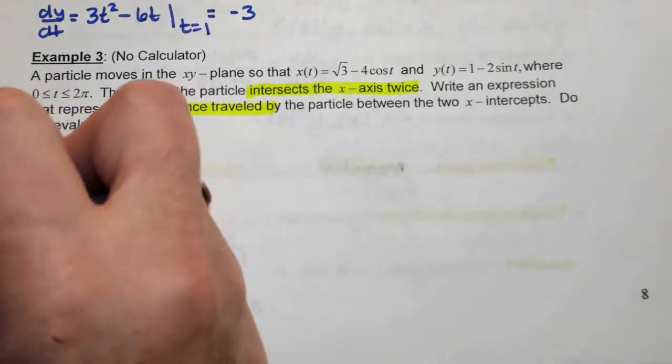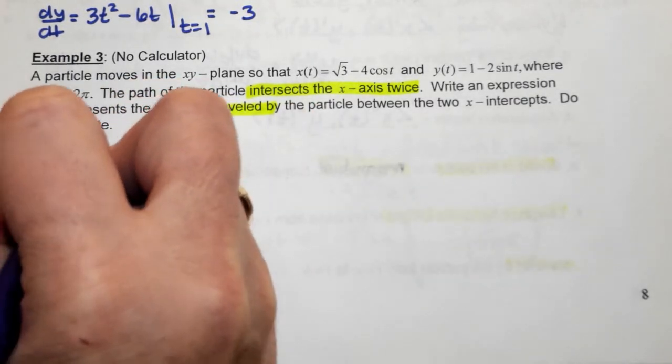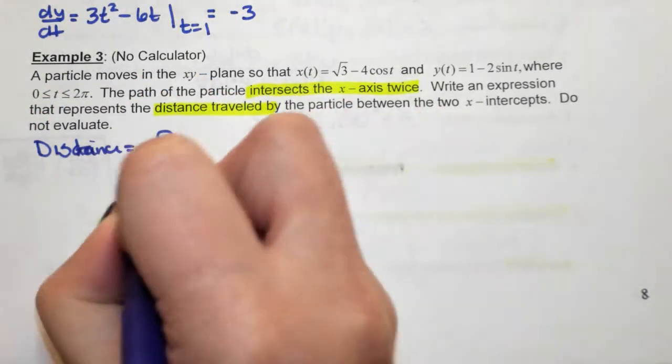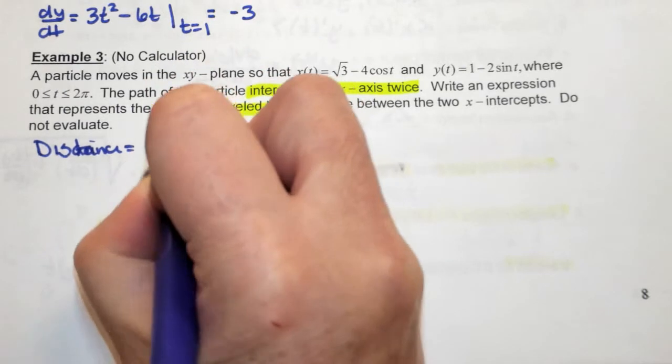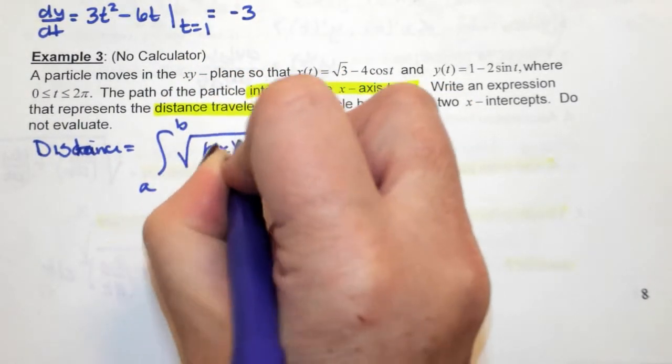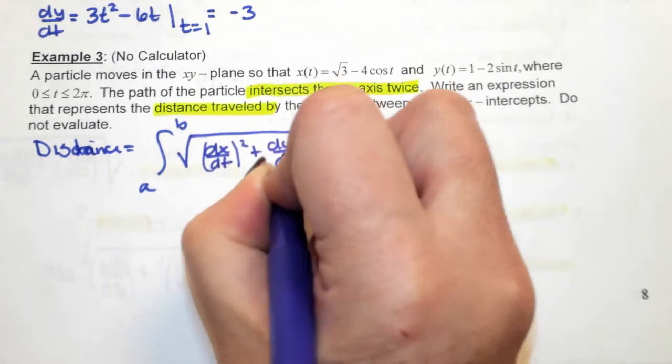First of all, since they were talking about distance, the formula is going to be the integral, with your bounds from a to b, of the square root of dx dt squared plus dy dt squared.